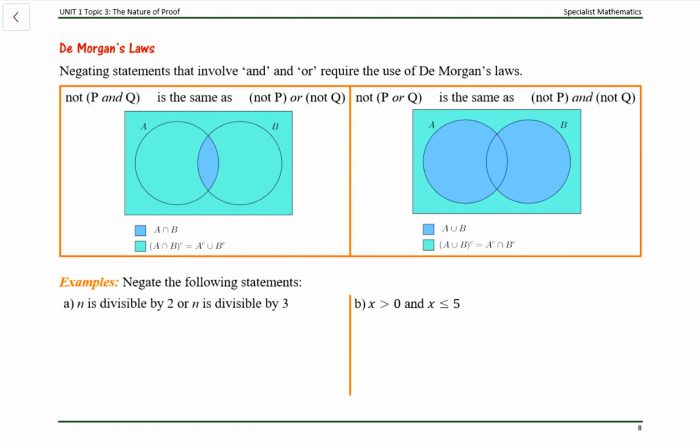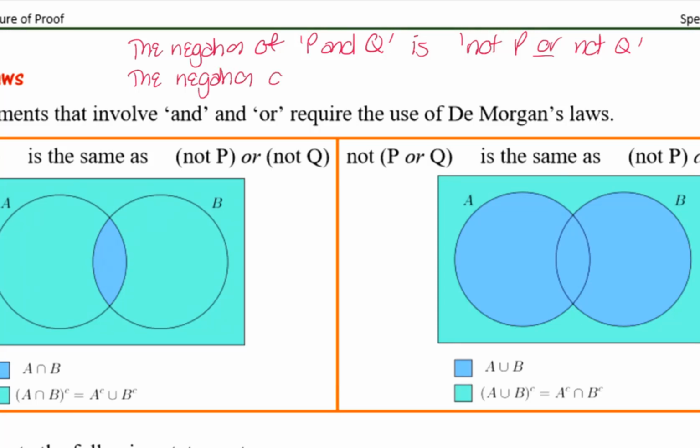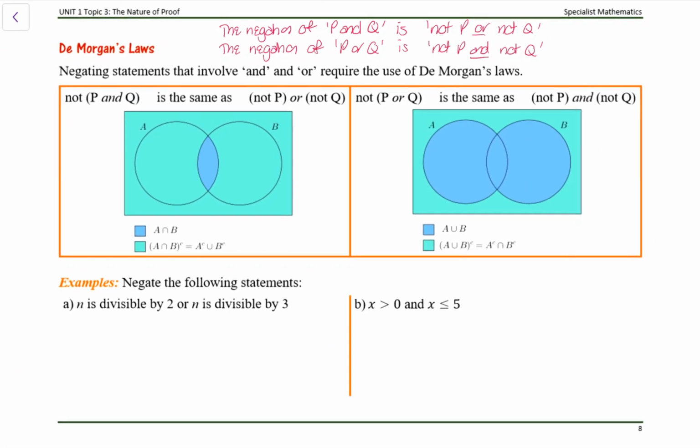So if I want to write this another way, the negation of P and Q is not P or not Q. The negation of P or Q is not P and not Q. So when you've got and, the negation becomes or. When you've got or, the negation becomes and.